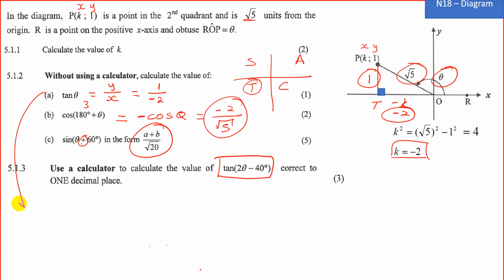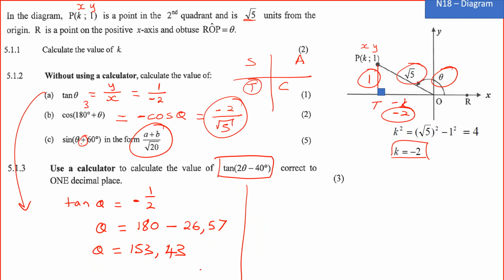Now, if you look at A, we found out that tan theta was equal to negative a half. So that will allow us to find theta. So you're going to use your calculator. And remember, if it's negative, it will be an obtuse angle we're looking for, 180 minus. You're going to use your calculator and say shift tan half. If you do shift tan half, you should get 26.57. And if we work that out, we get 153.43.